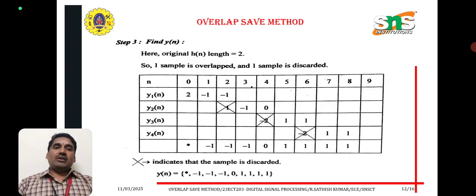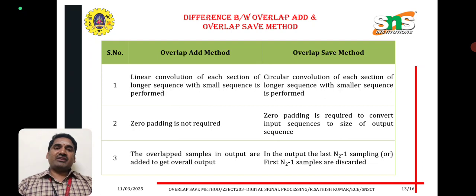Now we combine all the outputs to get the overall output sequence, n is equal to 0 to 9. y1 of n is 2, minus 1, 1. y2 of n is 1, minus 1, 0. y3 of n is minus 2, 1, 1. y4 of n is minus 2, 1, 1. Now we discard the M minus 1 points. We get y of n is equal to 2, minus 1, minus 1, minus 1, 0, 1, 1, 1.